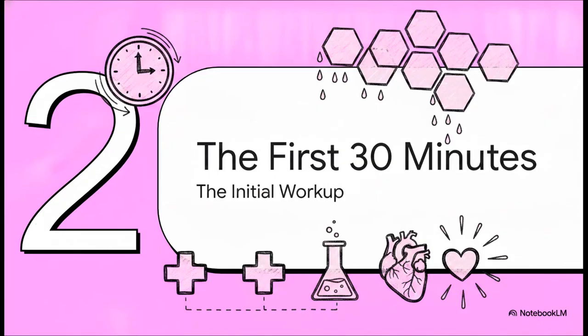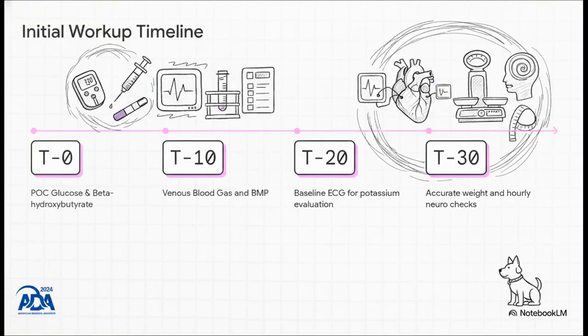Section 2. The first 30 minutes, the initial workup. This timeline is all about the rapid-fire testing needed to get ahead of the metabolic cascade. The clock is ticking. At T0, you're grabbing that point-of-care glucose and beta-hydroxybutyrate. By minute 10, you're sending off a venous blood gas and a BMP. Notice I said venous blood gas. Arterial ones are rarely needed here and just cause the patient unnecessary pain.